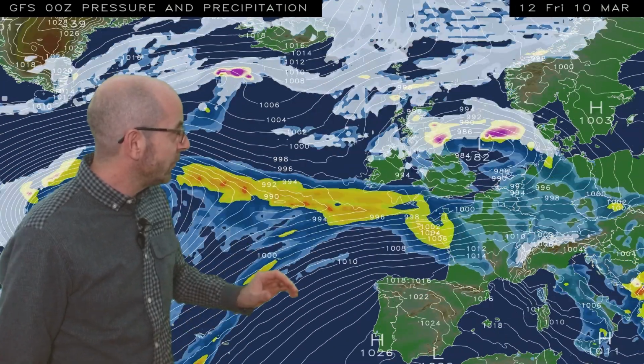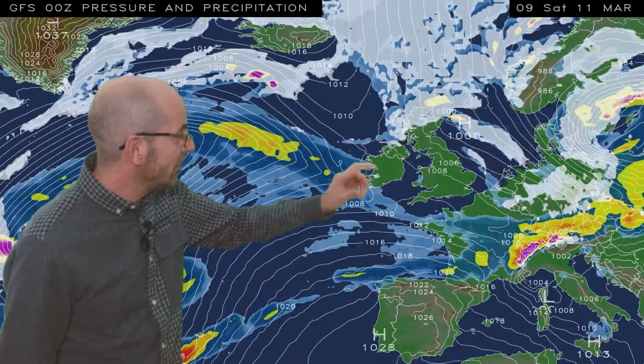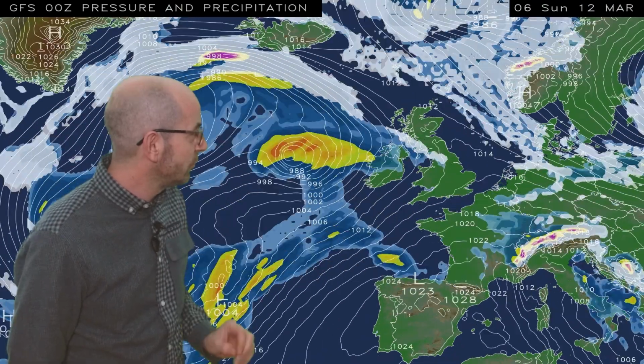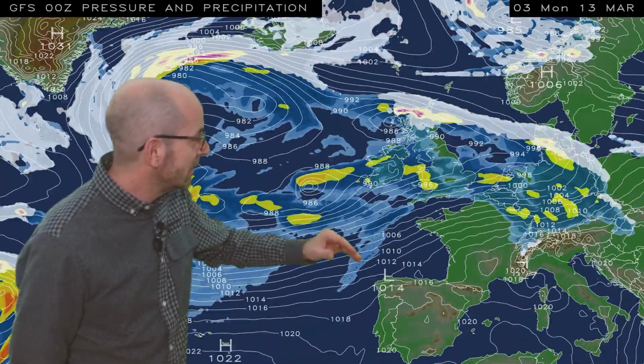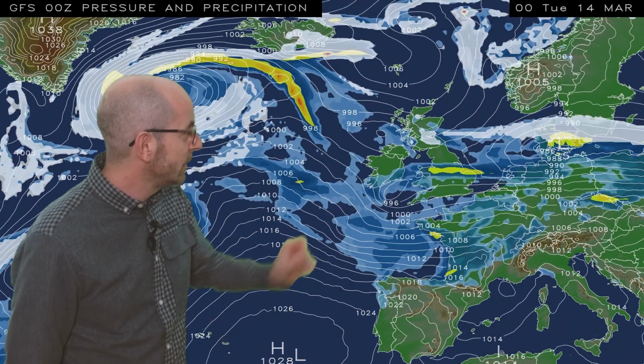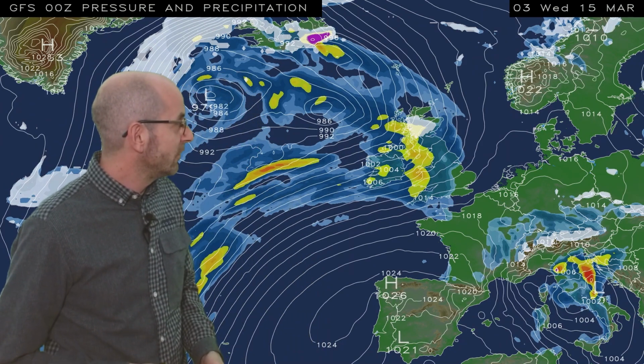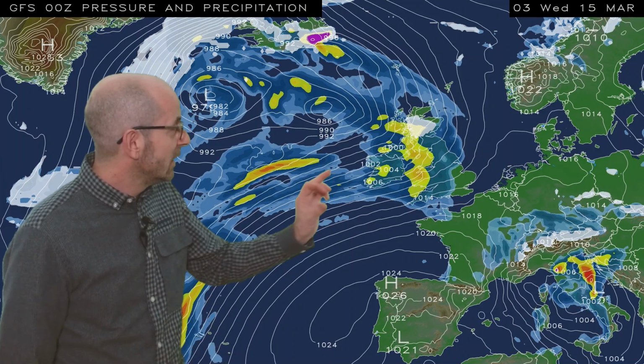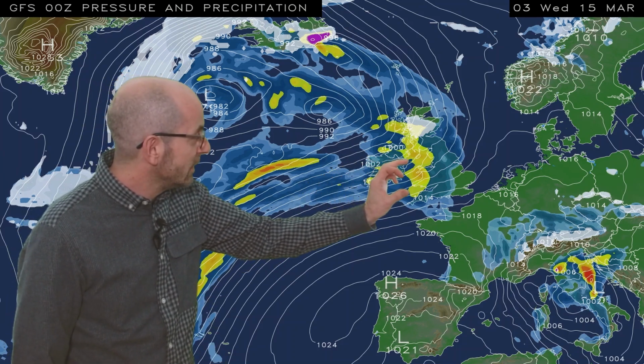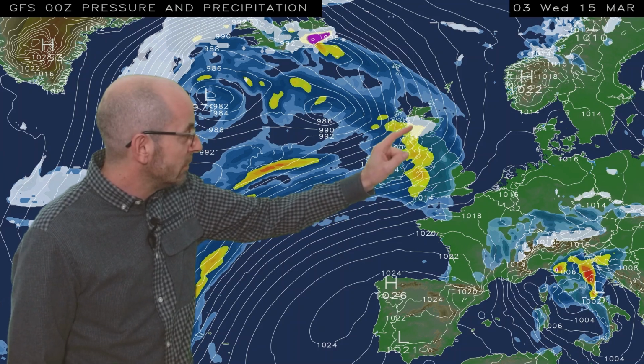In the days which follow, it's a changeable or unsettled picture. The colder air may return southwards for a short time, but further Atlantic disturbances move across the UK, bringing rain to much of the country. But in the north, it could still be cold enough for snow at times. And this animation finishes Wednesday, the 15th of March. Another area of cloud and rain moving eastwards, but in Scotland, there's still some snow falling. So lots of weather taking place through the first week.